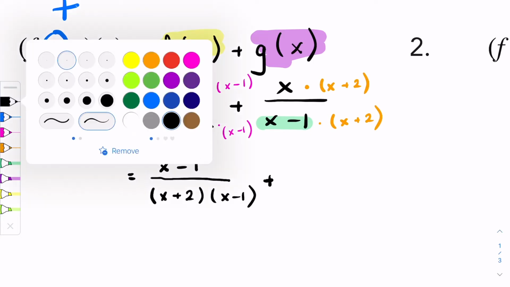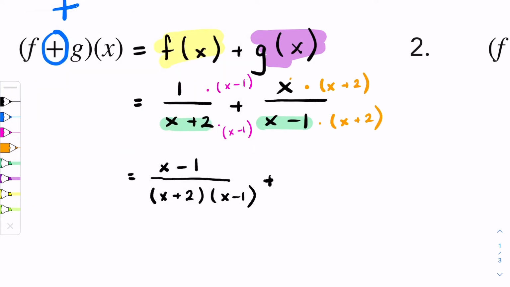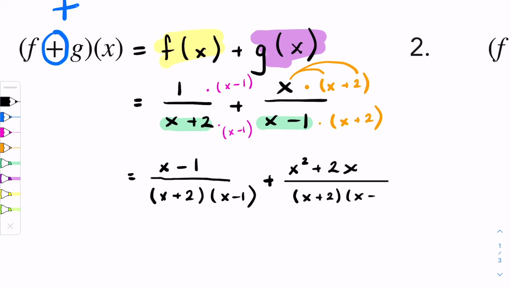My second expression has a numerator that needs to be distributed. We're going to distribute this value of x to both terms in the parentheses. That gives me a numerator of x squared plus 2x. And our denominator, we're going to leave the same as the first denominator, the one I did right here. We're going to leave it in factored form, and I'm going to write it as x plus 2 times x minus 1.